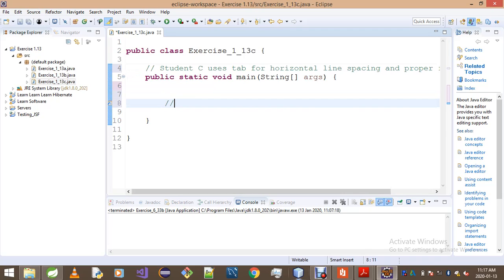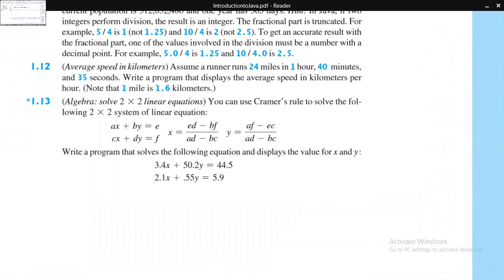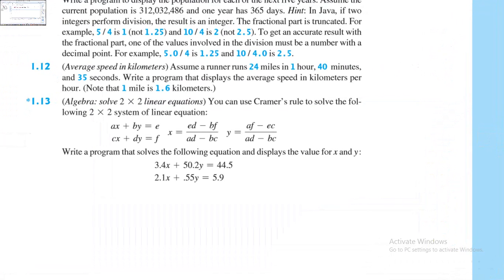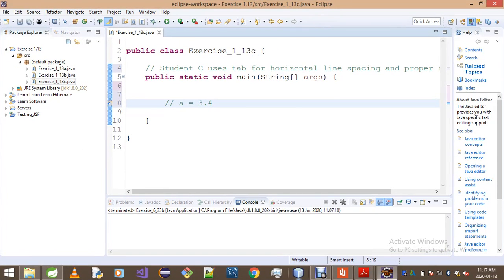Okay, number one, let's put this comment here. We know that A is equal to 3.5. We're given here, A is equal to 3 point... Is it 3.5 or 3.4? It seems like it is actually 3.4. Oh yeah, A is 3.4. Okay. B is actually 50.2. C is 2.1.